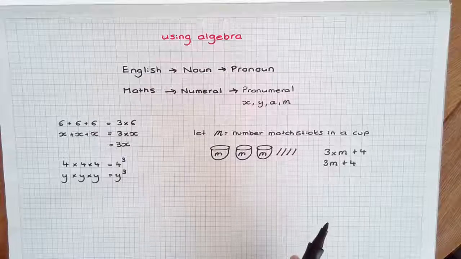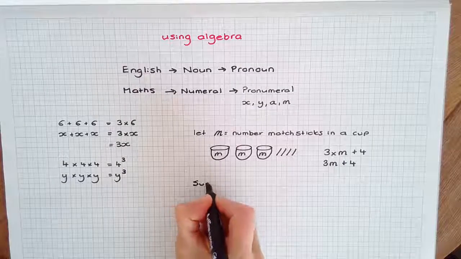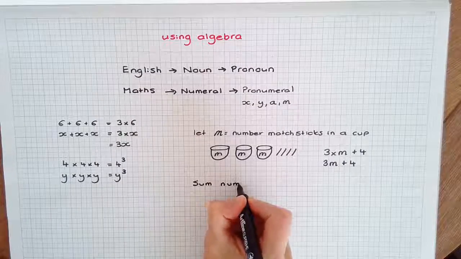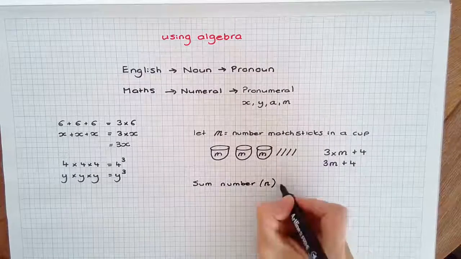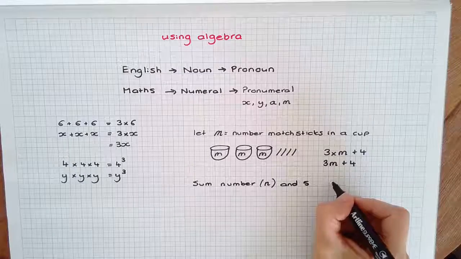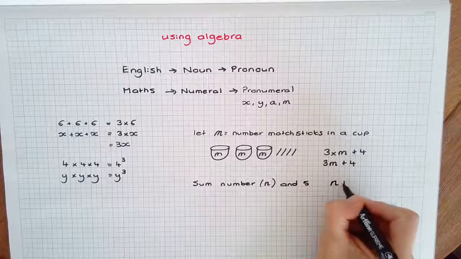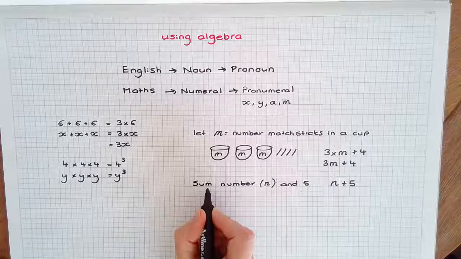We can also take sentences and turn them into expressions, such as the sum of a number n, representing the number that's unknown, and 5. We could rewrite that as an algebraic expression as n + 5, recognizing that sum means plus.